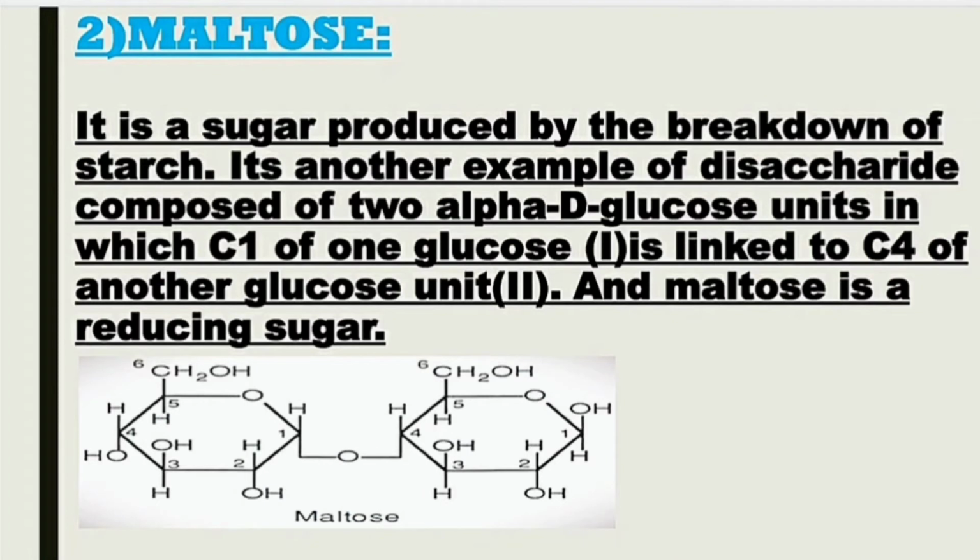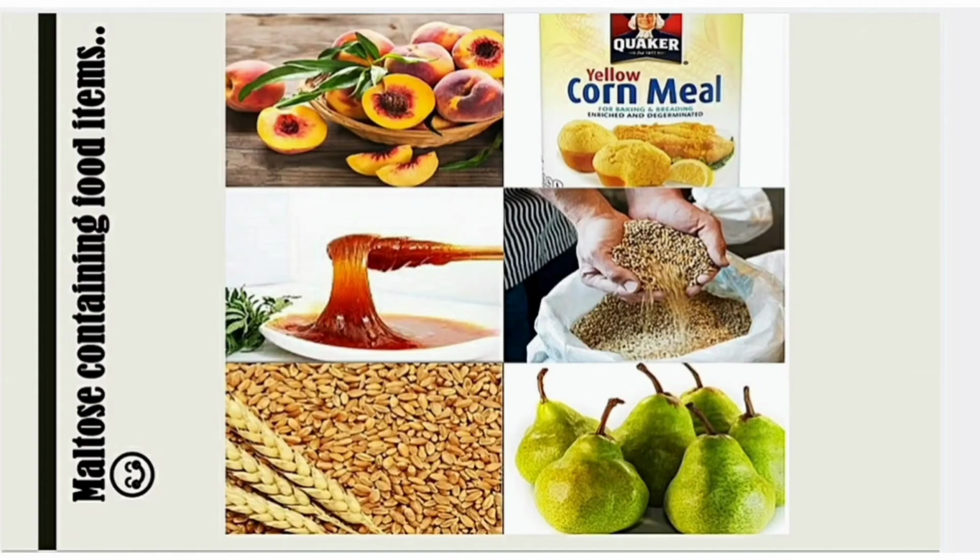It is a sugar produced by the breakdown of starch. It is another example of a disaccharide composed of two alpha-D-glucose units in which carbon 1 of one glucose is linked to carbon 4 of another glucose unit, and maltose is another reducing sugar. So in this structure also we can see a glycosidic bond, and these are the food items that contain maltose. Maltose is generally found in grains, vegetables and fruits. Maltose is useful in making hard candies, and it is also used as an inexpensive sweetener.